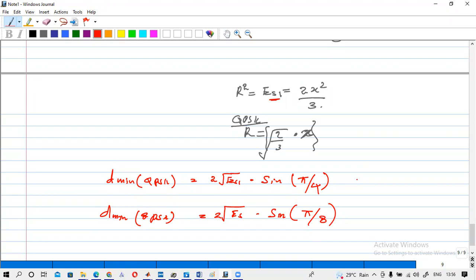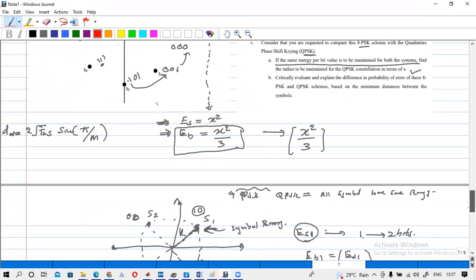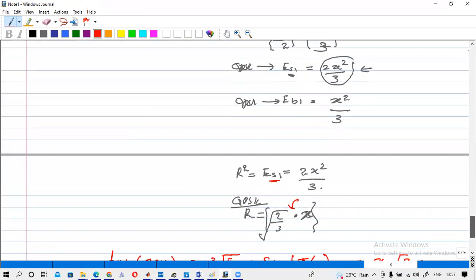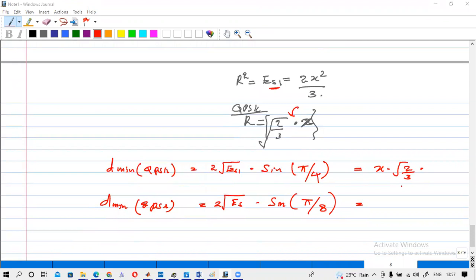So what is the value here and what is the value here? You know that 2 root Es means this one, no? So this is root Es, we have found this one. It is 2 by root 3, sine π by 4. What is sine π by 4? What is the value? Can someone tell me? Okay, 1 by square root 2.